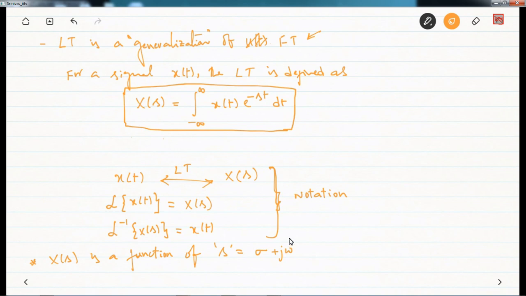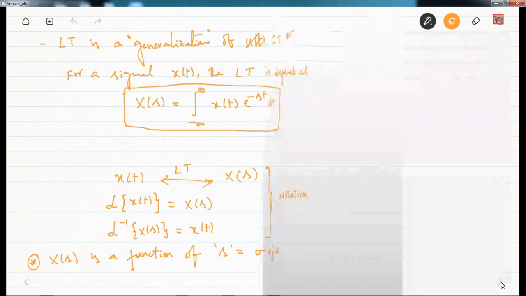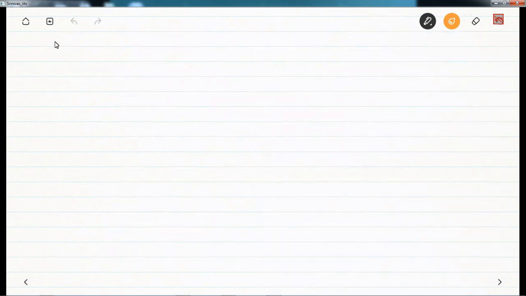So let's see the relation between Fourier transform and Laplace transform. We were saying that the Laplace transform is a generalization of the Fourier transform. So let us think about that a bit, and we will also see that in an example. Right. So let s be equal to j omega. Let me write this. That sigma is equal to 0, so that s is equal to j omega.